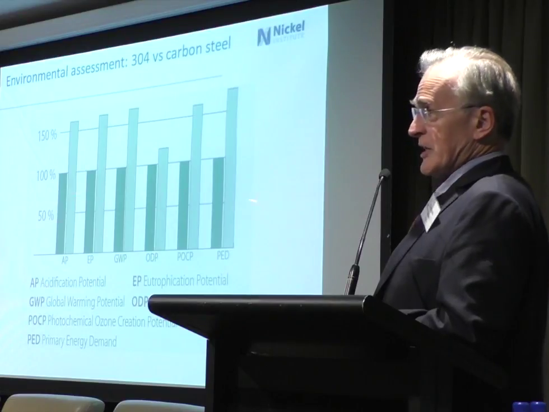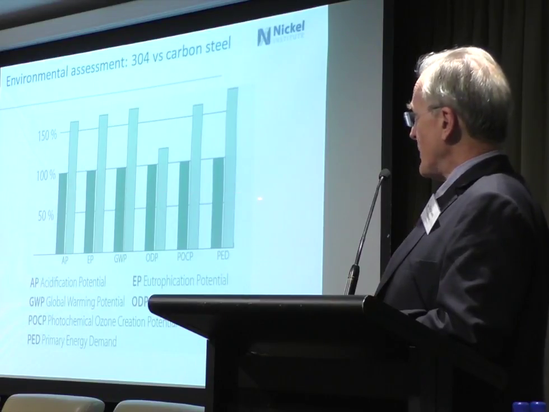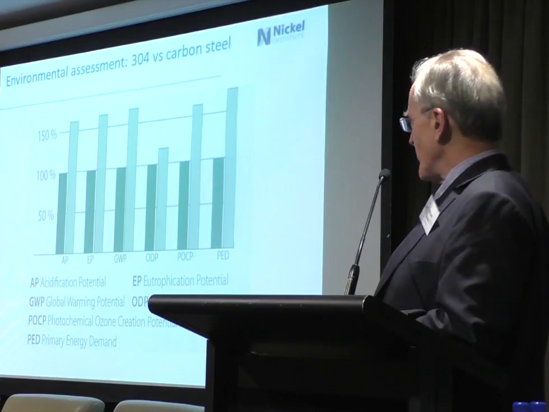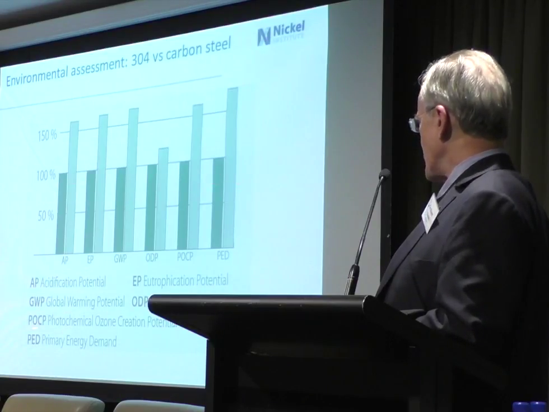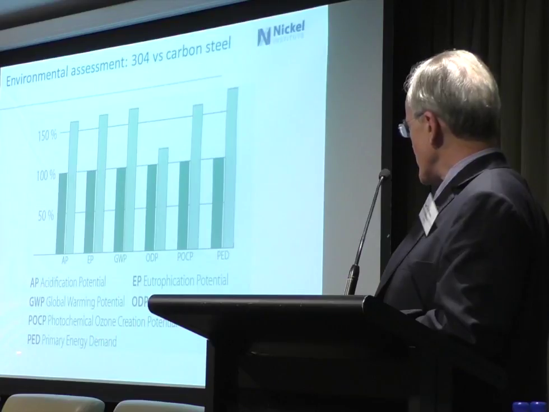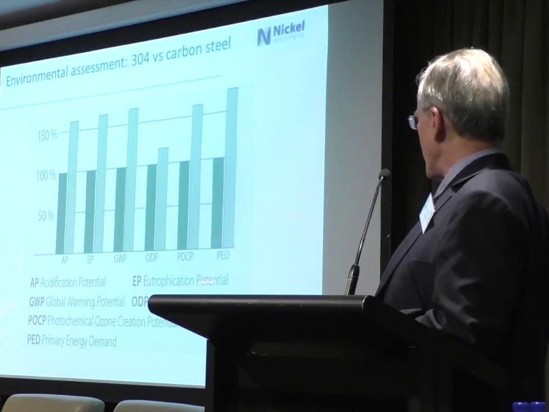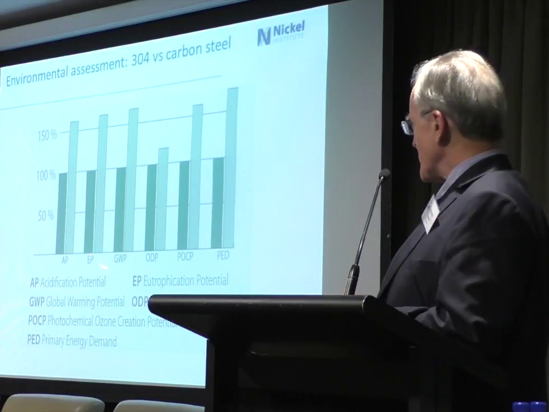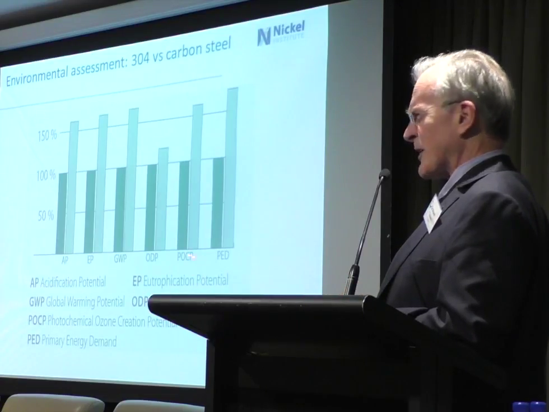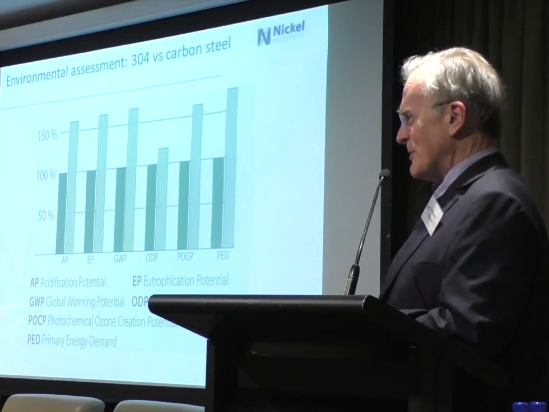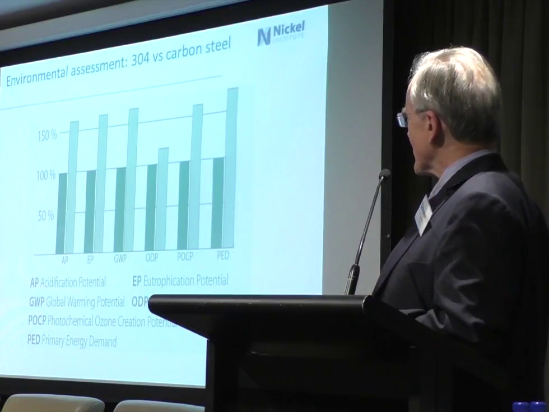And obviously, building it in 304 was better, but it's not enormously better in terms of these environmental things: the global warming potential, the photochemical ozone creation potential, the primary energy demand, eutrophication potential. I had to look some of these up. How on earth is eutrophication going to be an issue for, but yeah, it makes sense.